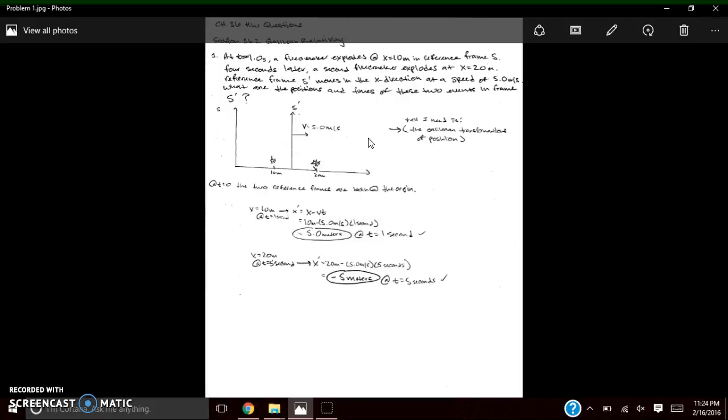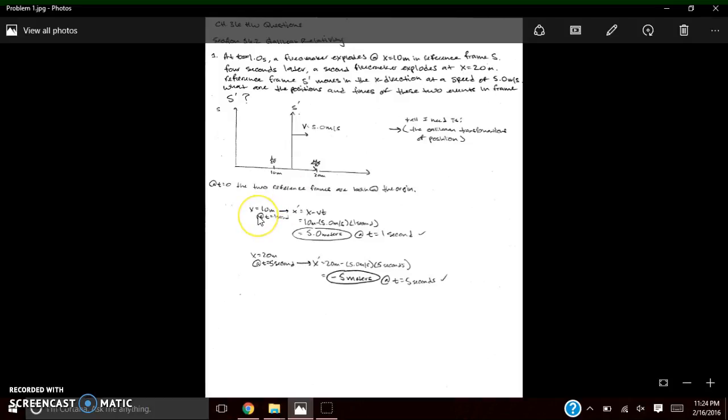Here I wrote that at t equals 0, the two reference frames are both at the origin, before the time starts; both reference frames are lined up with one another. As soon as the time starts, S prime moves with respect to reference frame S.